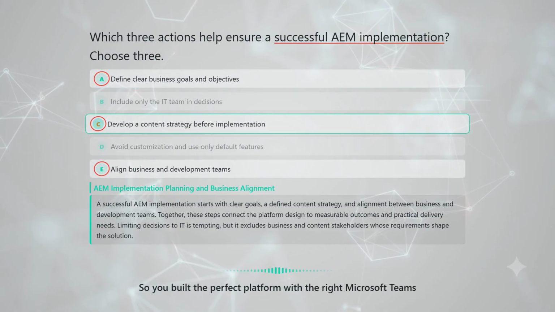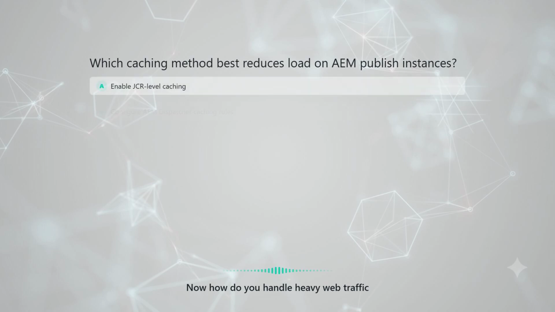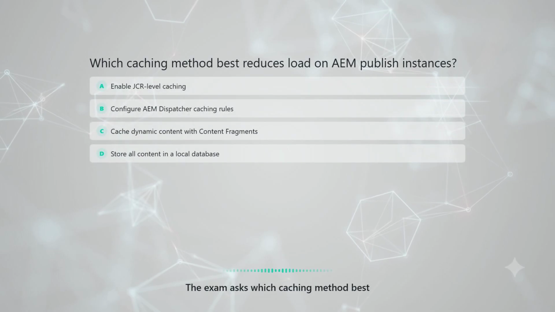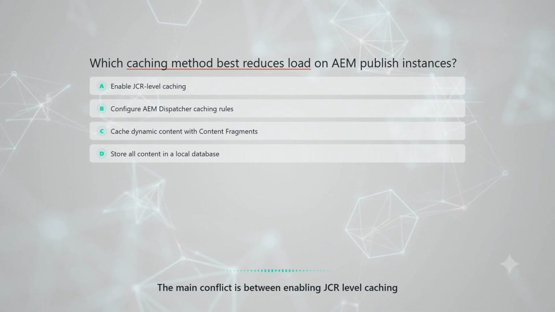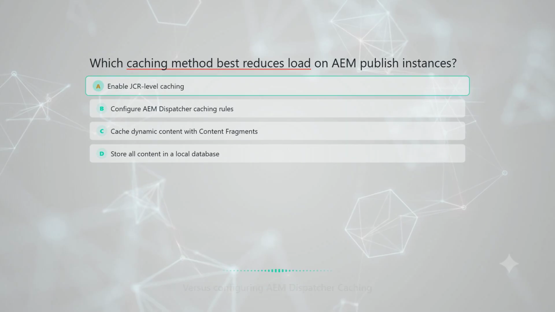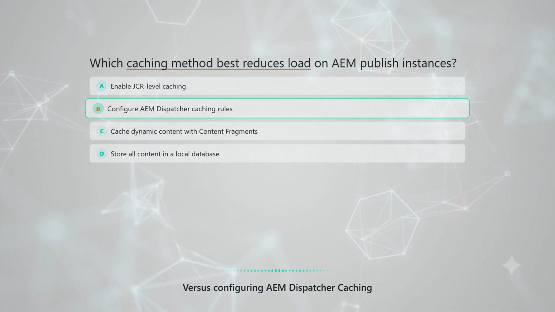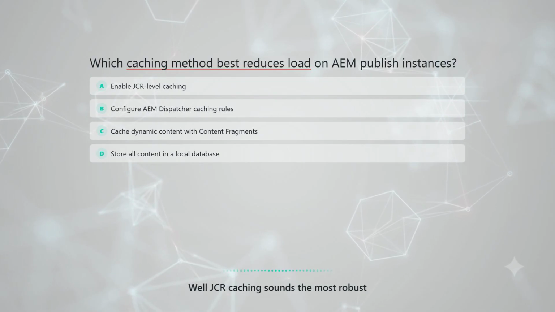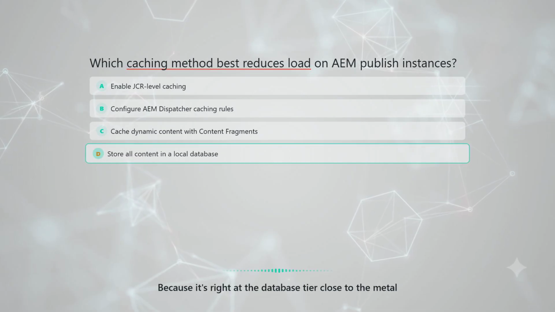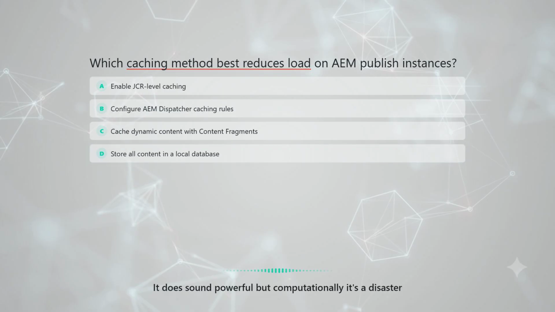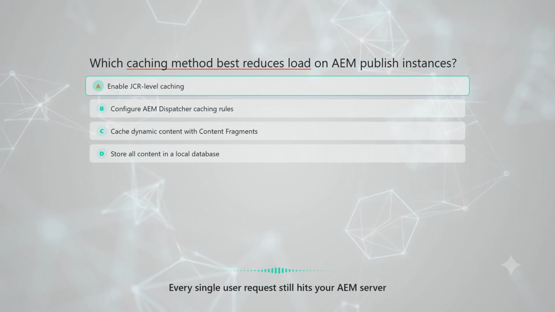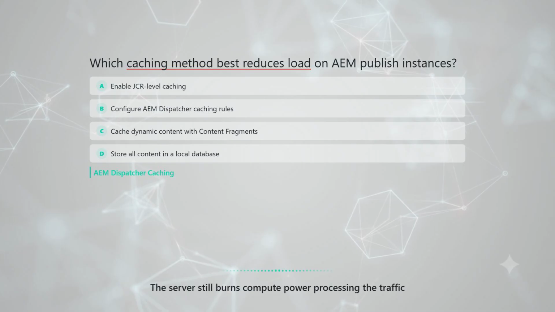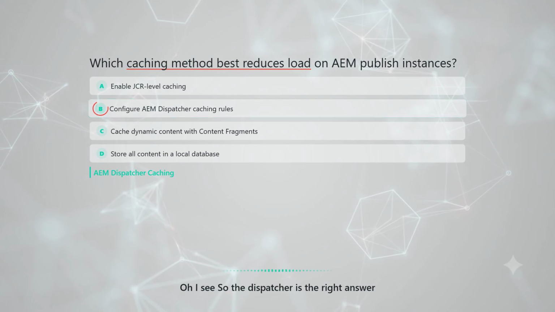So you built the perfect platform with the right teams. Now, how do you handle heavy web traffic? The exam asks which caching method best reduces load on AEM publish instances. The main conflict is between enabling JCR-level caching versus configuring AEM dispatcher caching rules. How would you approach that? Well, JCR caching sounds the most robust because it's right at the database tier, close to the metal. It does sound powerful, but computationally, it's a disaster. Wait, why? Because if you cache at the JCR level, every single user request still hits your AEM server. The server still burns compute power processing the traffic. Oh, I see. So the dispatcher is the right answer.